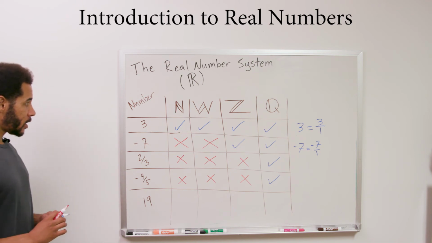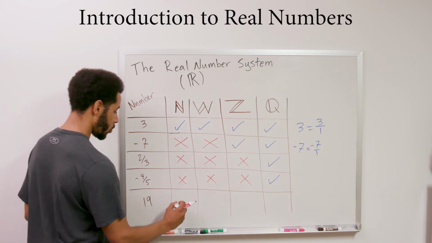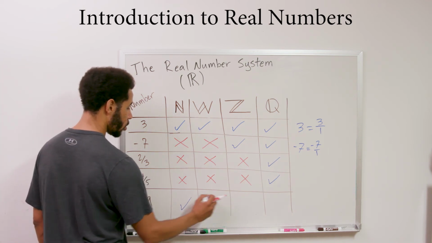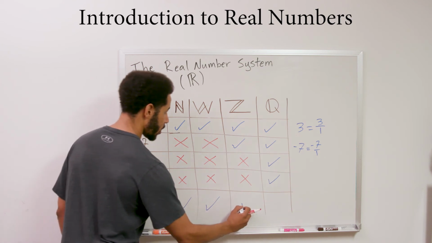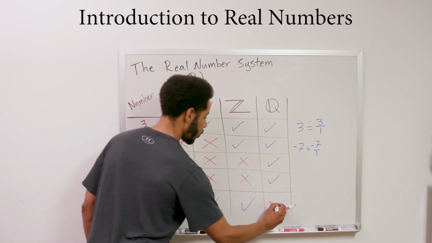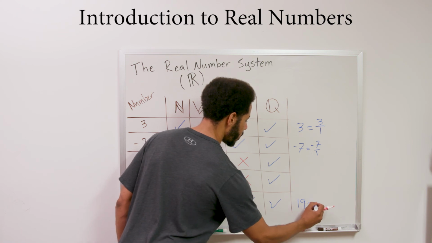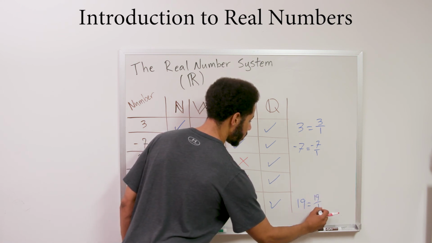The number 19, a slightly larger natural number, once again is natural. It is whole, with no fractions or decimals. We can call it an integer. And we can call it rational because 19 can be written as the ratio of 19 to 1.